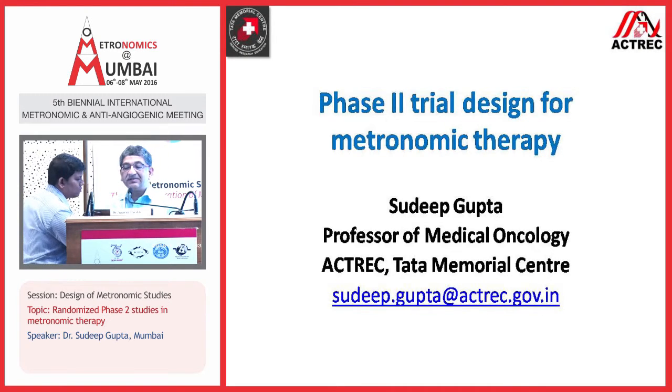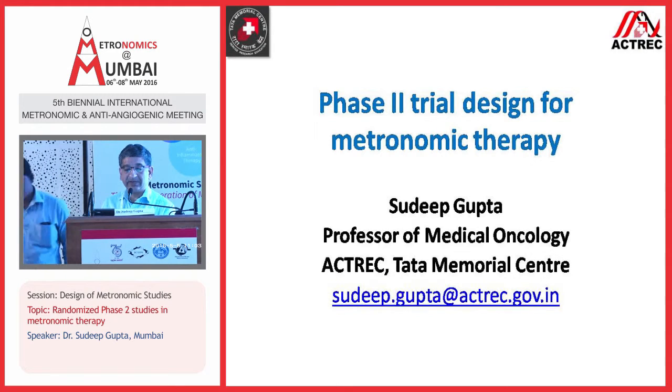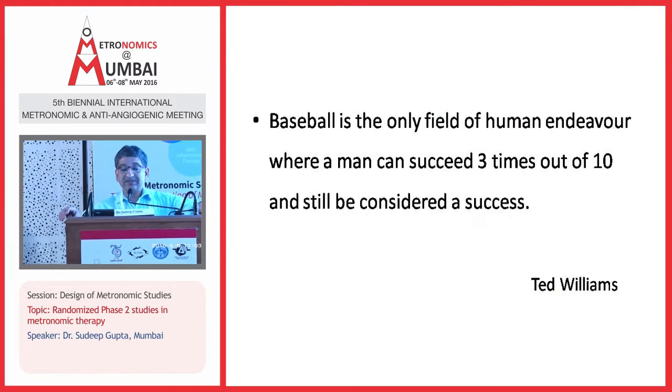So this is in the vein of a workshop. I thought I'll talk about concepts in phase 2 trial design for metronomic chemotherapy regimens. And you can see here, baseball is the only field of human endeavor where somebody can succeed 3 times out of 10 and still be considered successful. And phase 2 is in a similar vein.